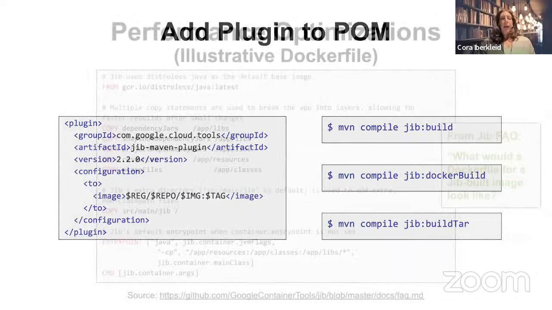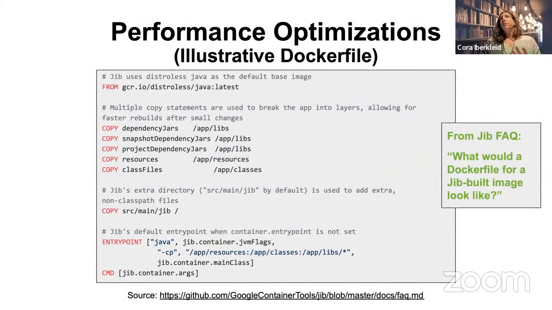Just to have a way to compare Jib and Dockerfile: as I said, Jib does not use a Dockerfile and it doesn't even have a Docker dependency. But in the FAQ on the GitHub directory for Jib, somebody asked the question, what would a Dockerfile look like if Jib used a Dockerfile?